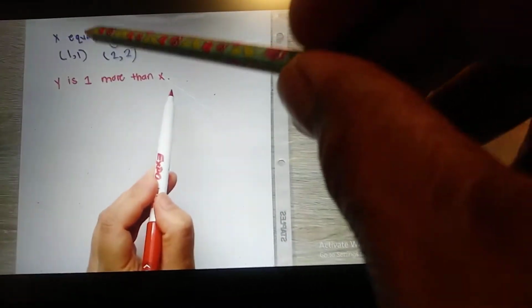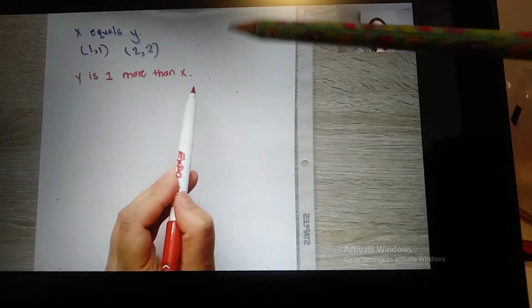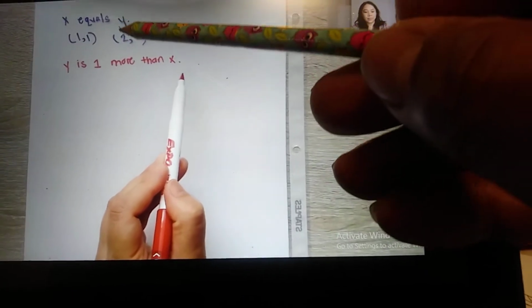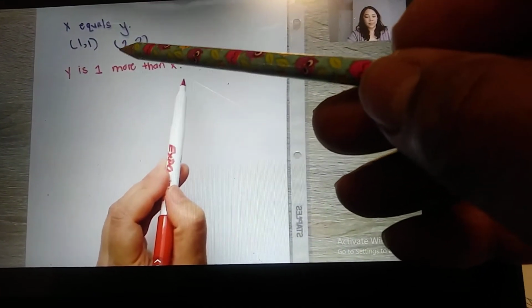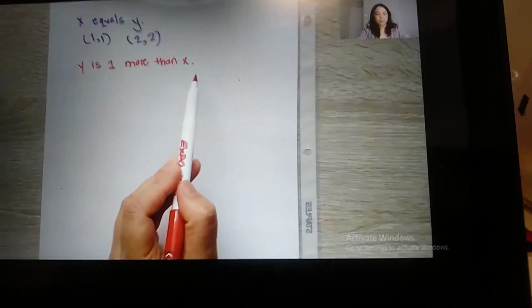And they say x equals y. So in this case, x equals y would be 1, 1, because they equal the same thing. And she has 2, so she used the number 2. x is 2, y is 2, because x equals y. How you like that one? Now, we're doing y is 1 more than x. Check it out.